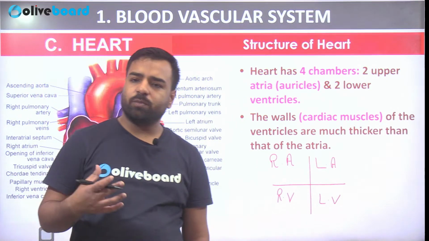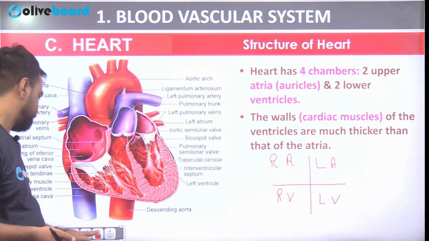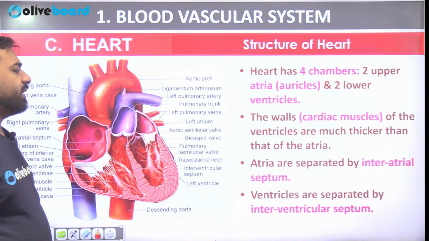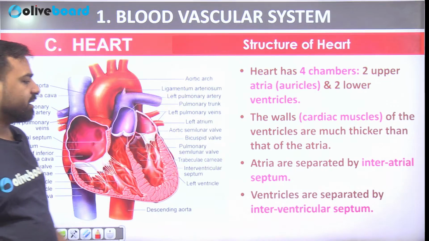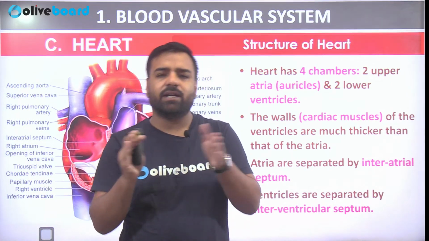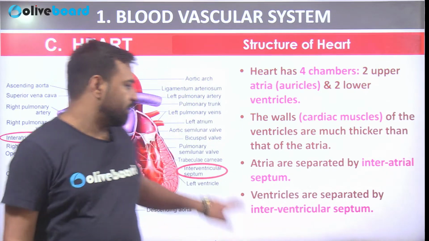If I talk about humans, yes, here we have four chambers. Then the atria are separated by the interatrial septum, and the ventricles are separated by the interventricular septum. In short, the septum is the part that separates the left and right portions of the heart. That's asked in the examination, so you must remember this. Okay, so next.